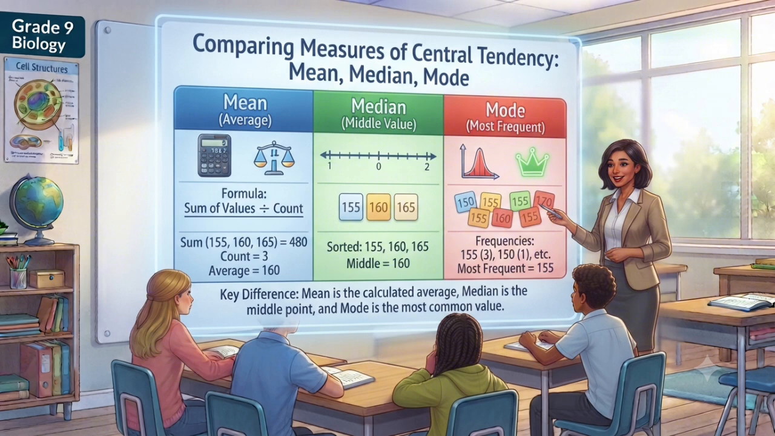The mean gives the overall average. The median is useful when the data contains extremely large or small values because it is not greatly affected by them. The mode helps us identify the most common value in a dataset.